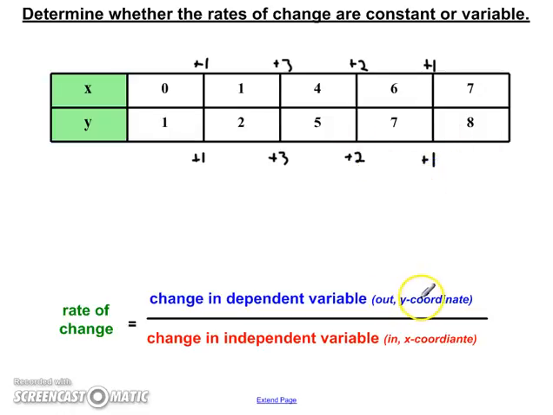So if I set up my ratios, y over x, in this case it's 1 over 1. In this case it's 3 over 3. In this case it's 2 over 2. Again, y over x, 1 over 1. Each of these: 1 divided by 1 is 1. 3 divided by 3 is 1. 2 divided by 2 is 1. 1 divided by 1 is 1. You'll notice all of these 1's are now equal. Therefore, we have constant.